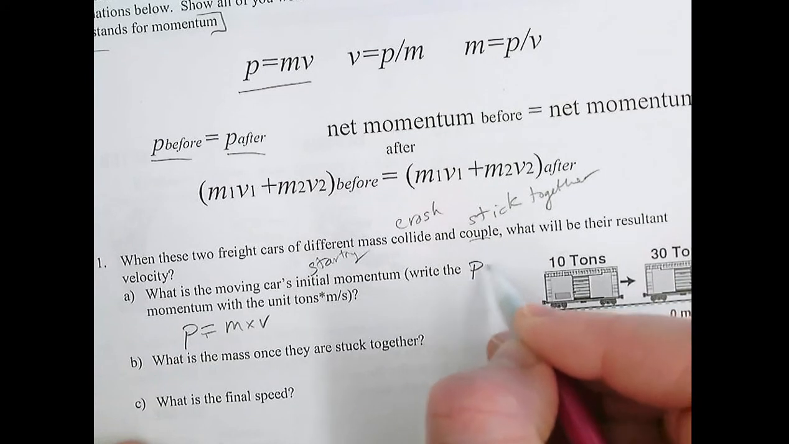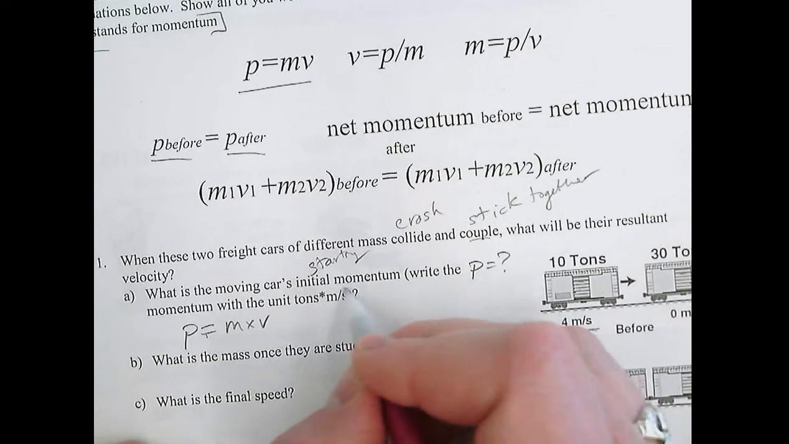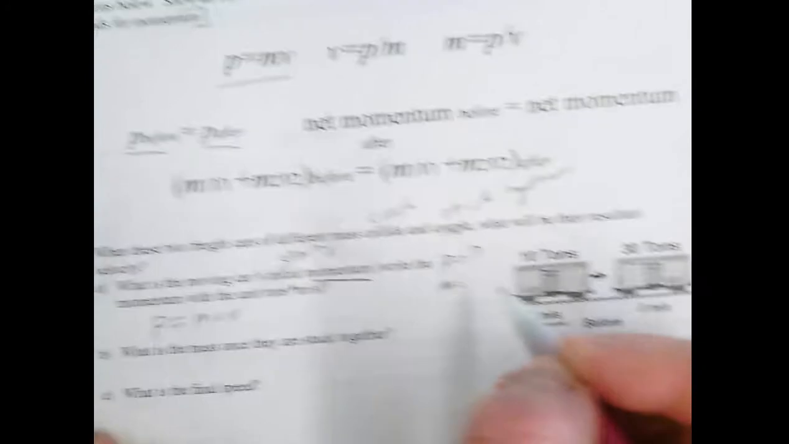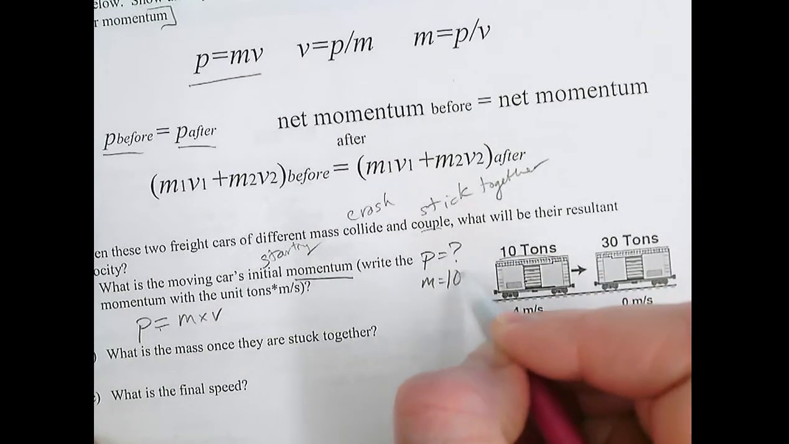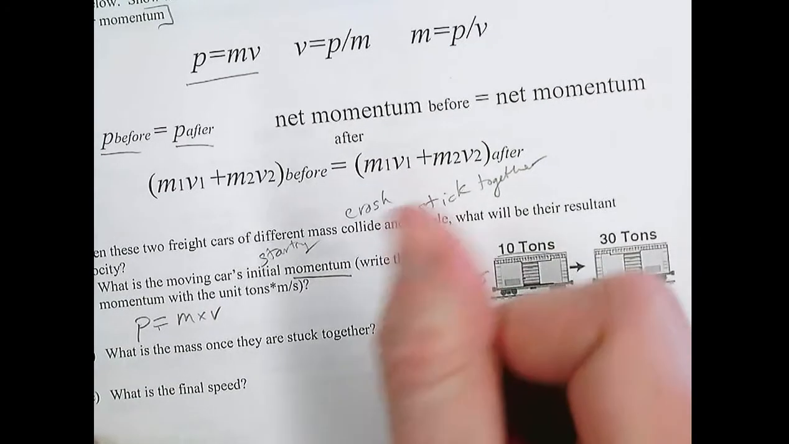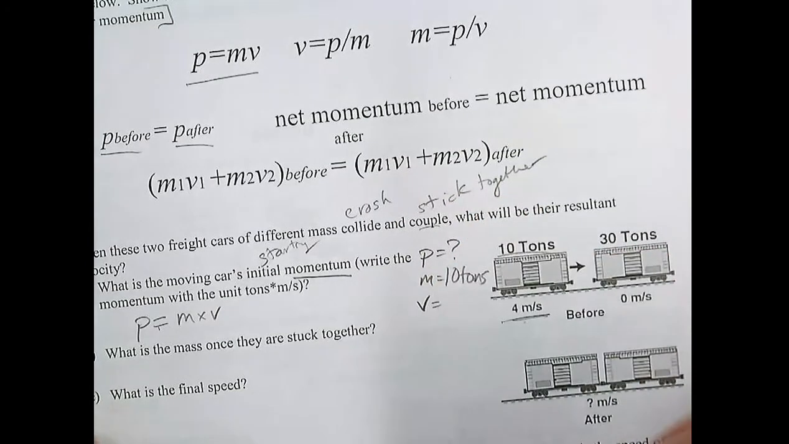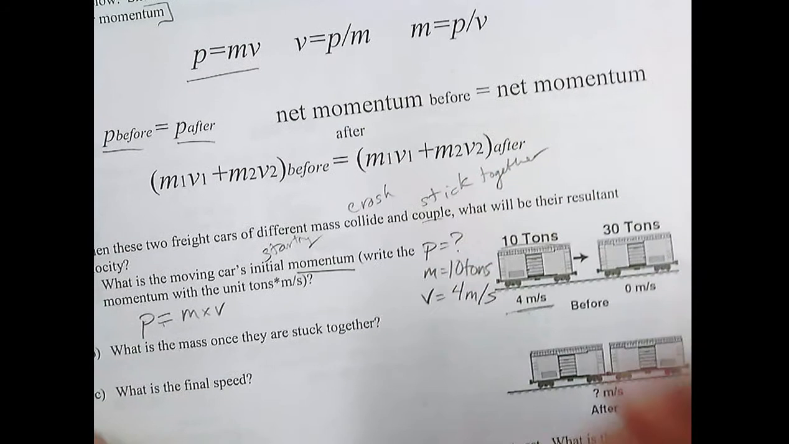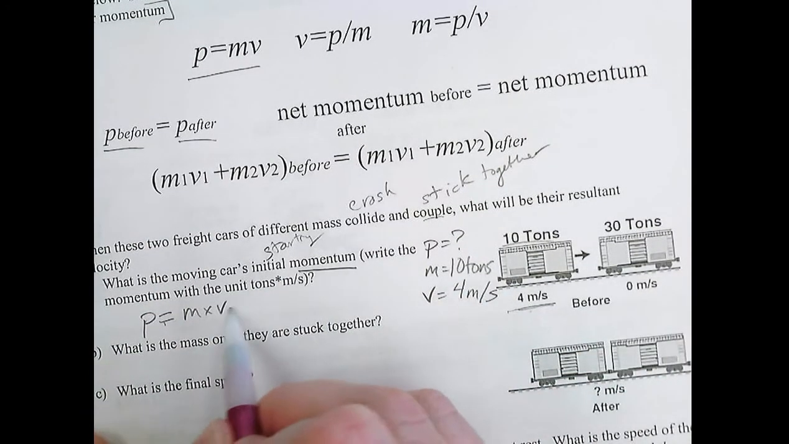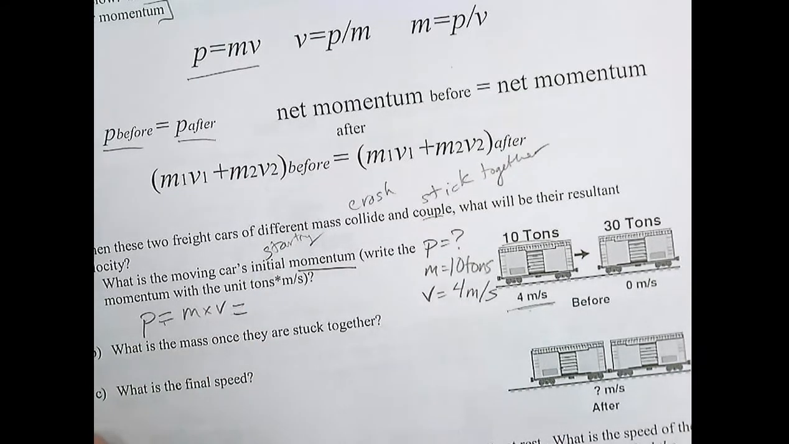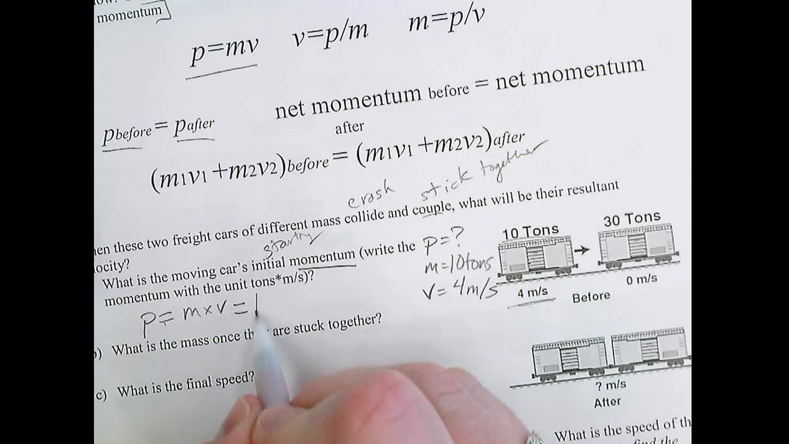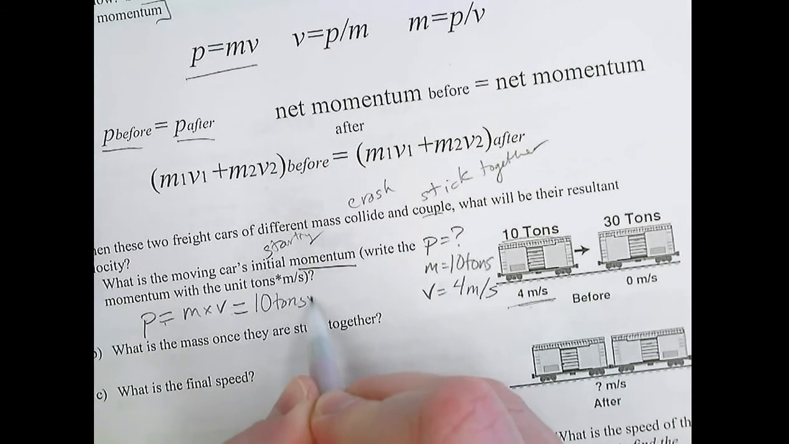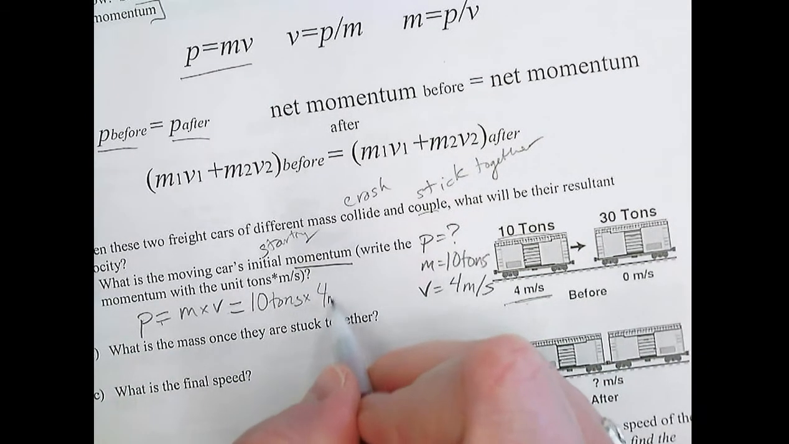I can list out P. I don't know what that is. That's what I'm looking for. M, the mass, we're going to use tons, even though that's technically a weight. That'll do for our purposes. And velocity was 4 meters per second. So I'm going to plug it in. Plug in 10 tons for mass times 4 meters per second.